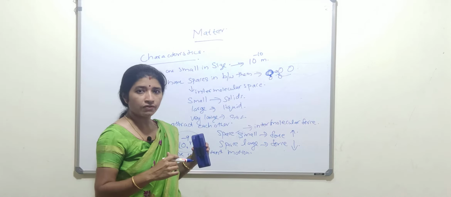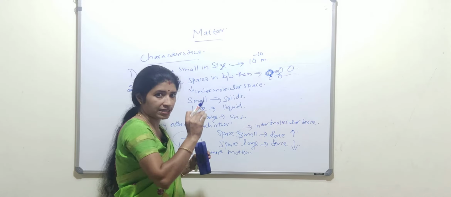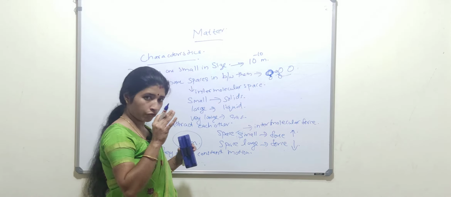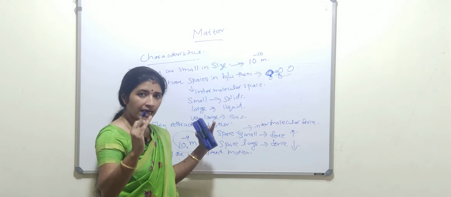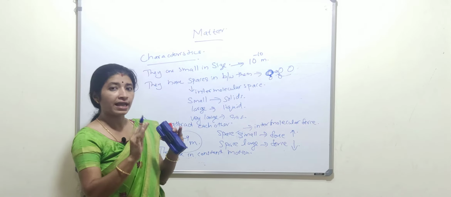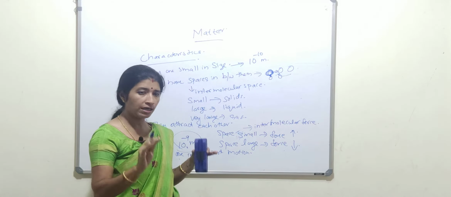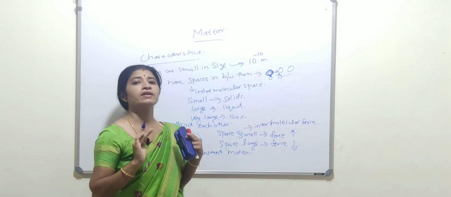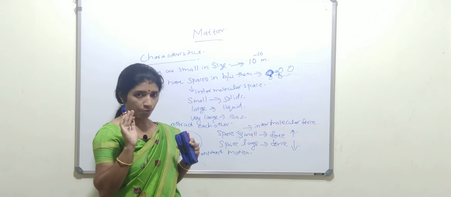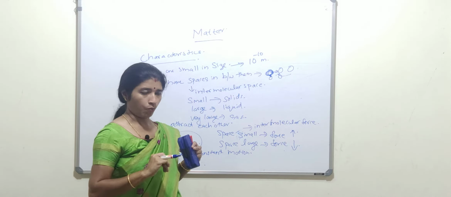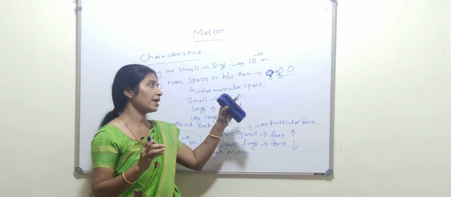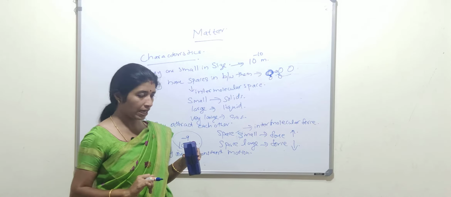Okay. And in the case of liquids, the space is somewhat large compared to solids. So they can move freely, but only within the boundary of the vessel they are contained in. They cannot move outside. Within the boundary of the vessel they can move freely, but beyond that they cannot move. So in the case of a liquid, the intermolecular space is somewhat large, so they can move freely within the boundary of the liquid.